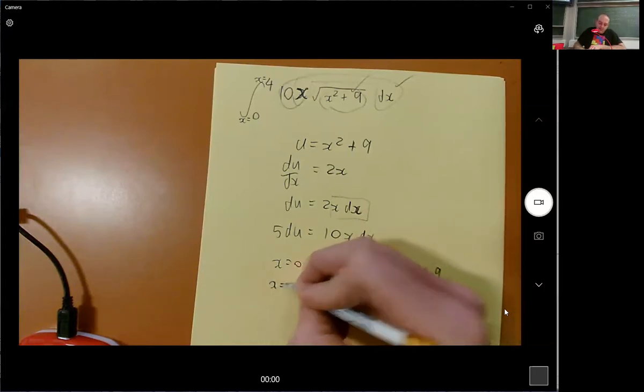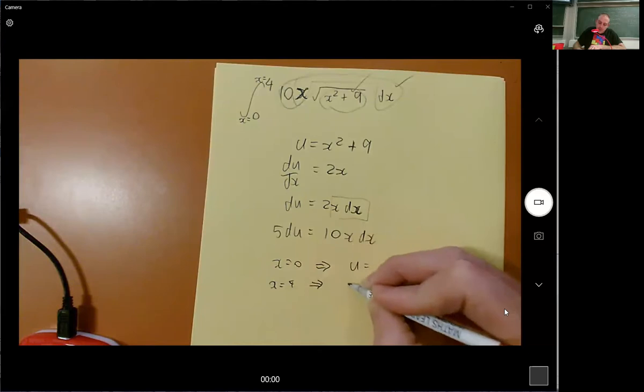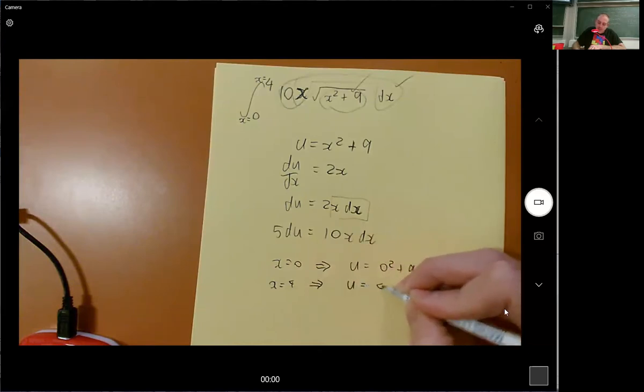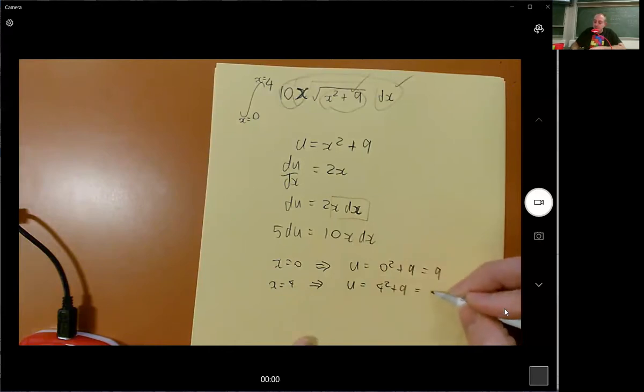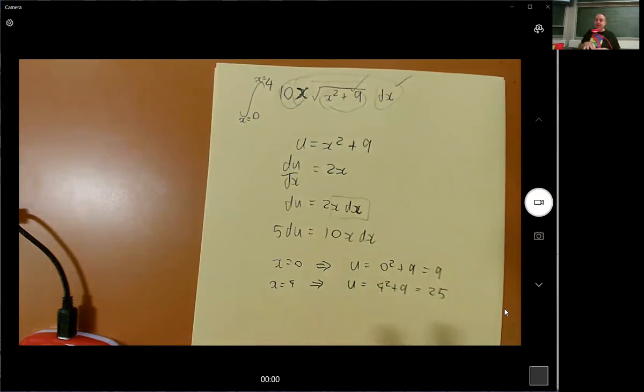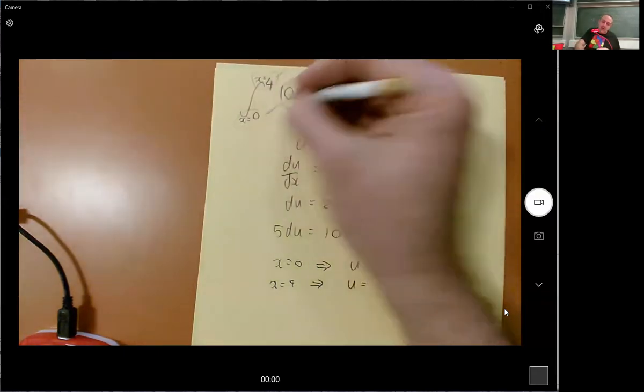And this x equals 4 means that u would have to be 4 squared plus 9, which is 16 plus 9, which is 25. Oh, look, it's a square number. So that's good. It's almost as if I planned it that way. So that's the secret trick to making indefinite integral substitution work. So now every piece of this I now know what to do with.